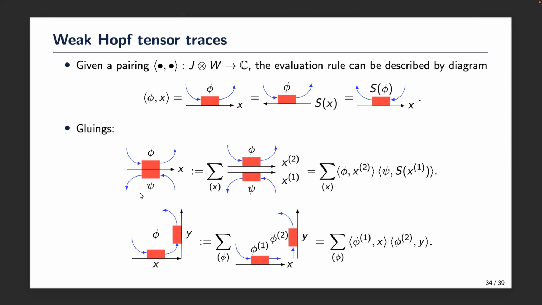And the gluing rules are as follows. If there are two faces sharing the same edge, then you can apply the co-product of the edge element to assign two components to the two faces like here. Also, if there are two edges on the same face, then you can apply the co-product of these face elements and then take the evaluation.